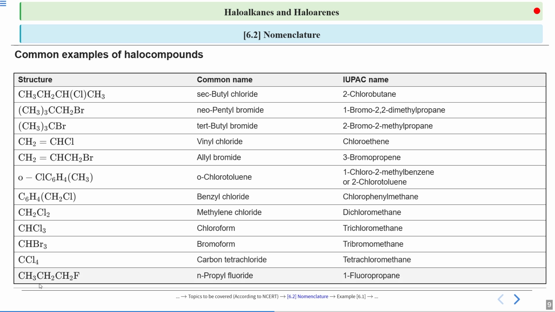Then CH3CH2CH2F. The common name of it will be n-propyl fluoride, and the IUPAC name will be 1-fluoropropane, because at the first position we have fluorine, and then we have 3 carbons in our chain, so 1-fluoropropane. Okay, so this is the table representing some common examples of halo compounds according to the rules and classifications we have studied until now.